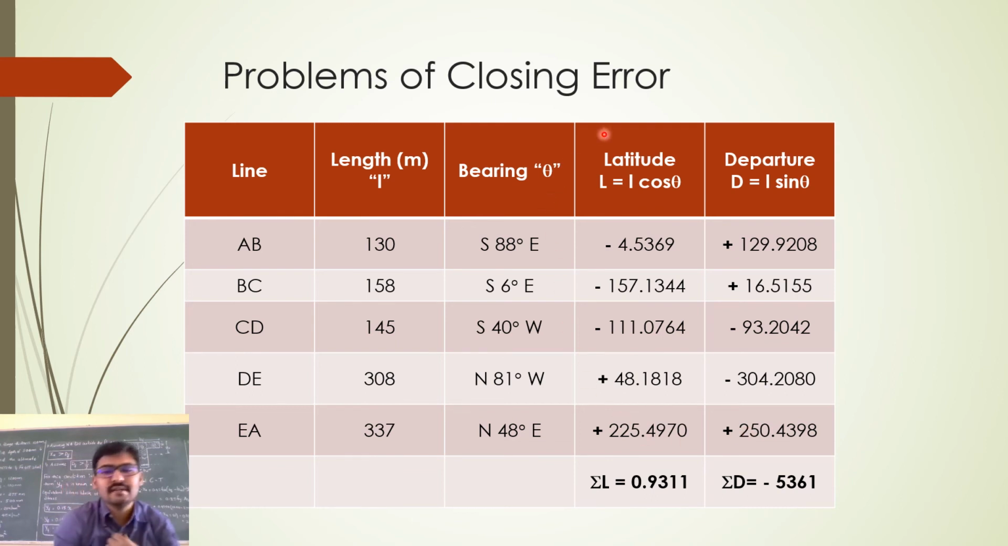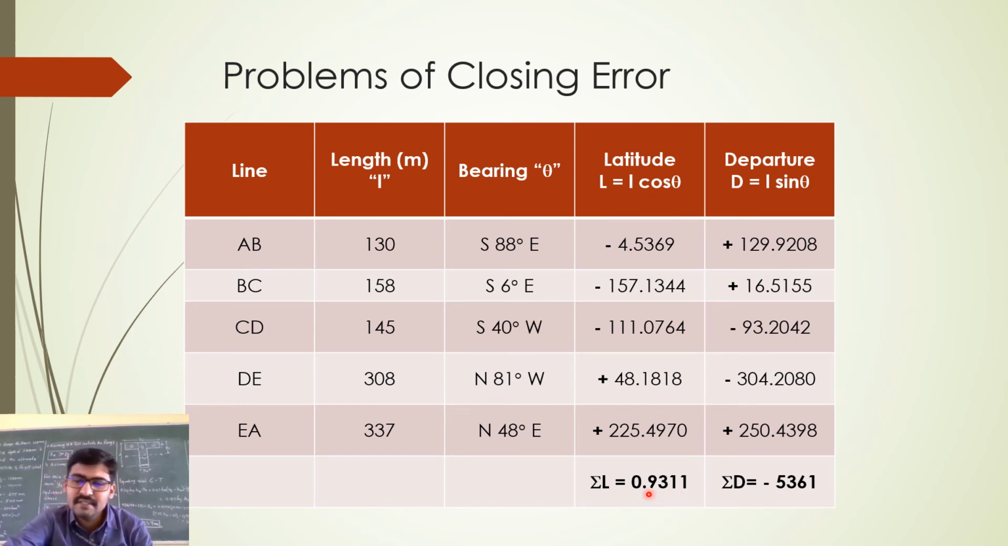So closing error, how will you identify whether there is a closing error? By adding all the latitudes. The algebraic sum, so when you add them considering the plus and minus signs, you should get 0. Summation L should be equal to 0 and summation D should be equal to 0. But you are getting some value here. It is not 0, it is 0.9311. So 0.9311 should not be considered 0.